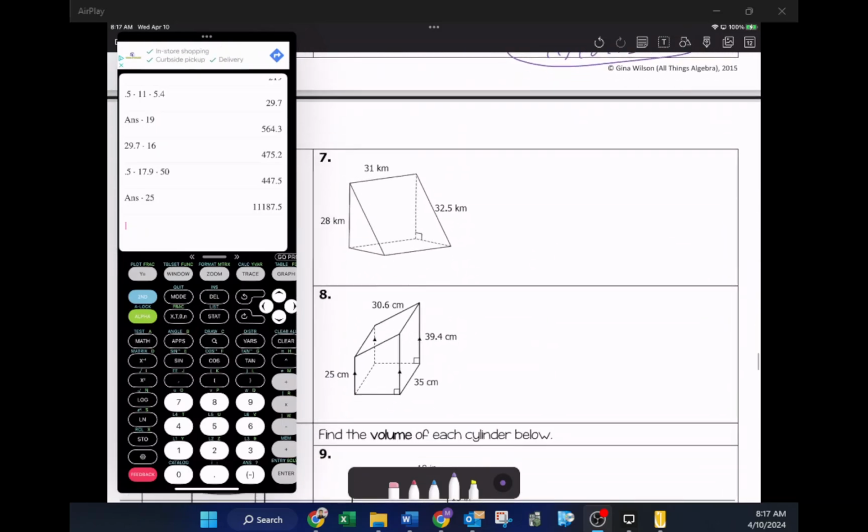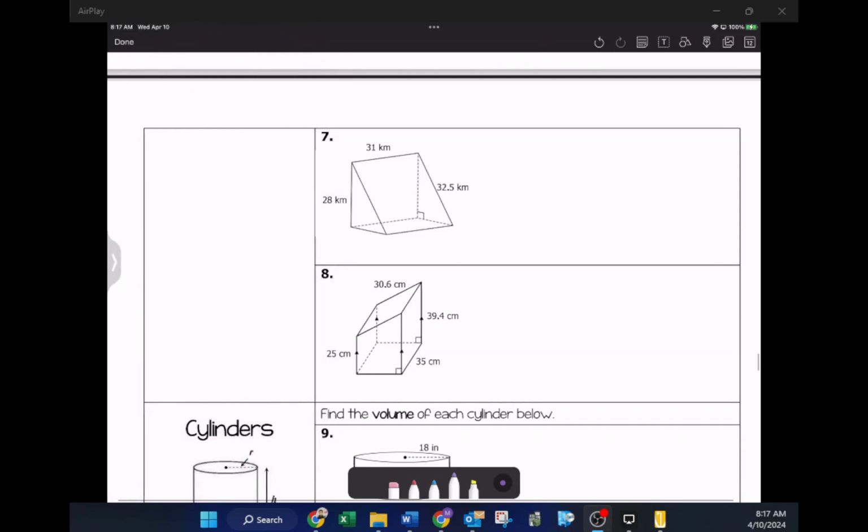All right. So number 7 and 8. Again, we got to make this hard somehow. So we're going to add Pythagorean theorem to this.